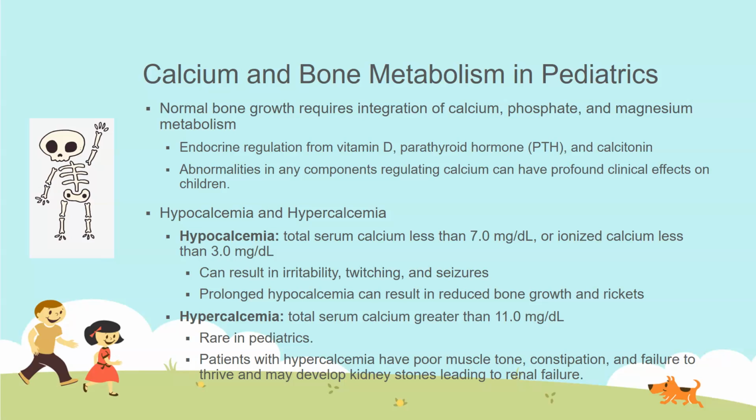Hypocalcemia and hypercalcemia. Hypocalcemia is when the total serum calcium is less than 7 milligrams per dL, or the ionized calcium is less than 3 milligrams per dL. If they have hypocalcemia, you can see irritability, twitching, and seizures, and prolonged hypocalcemia can then result in reduced bone growth and rickets. Hypercalcemia is when the total serum calcium is greater than 11.0 milligrams per dL. It is rare in pediatric patients, but patients that have hypercalcemia will have poor muscle tone, constipation, and failure to thrive, and can develop kidney stones that could lead to renal failure.